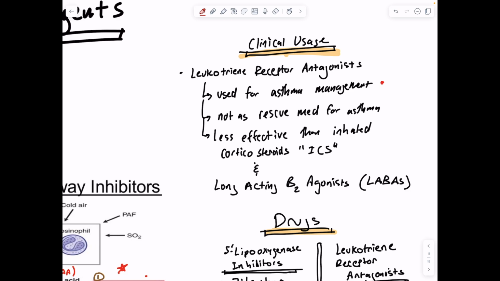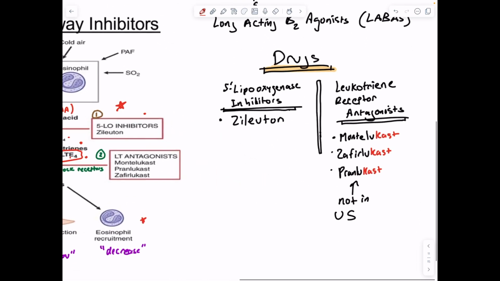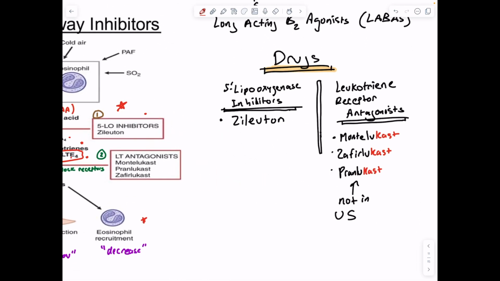All right. Clinical usage of our leukotriene receptor antagonists: it's used for asthma management. It's generally not used as a rescue treatment. Rescue treatment, we're talking typically about our SABAs, short-acting beta agonists. They're less effective than inhaled corticosteroids, and less effective than our long-acting beta-2 agonists. But again, different pathway, different potential target, and so drugs can be used in combination.